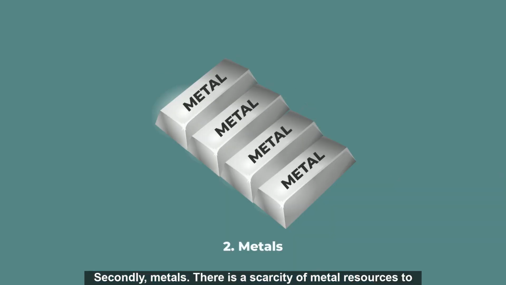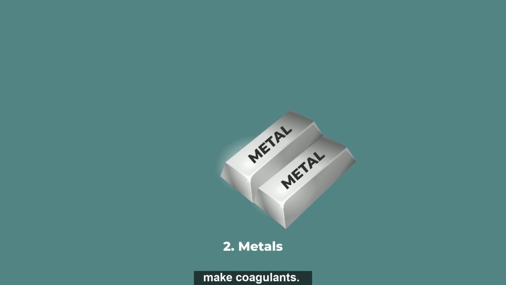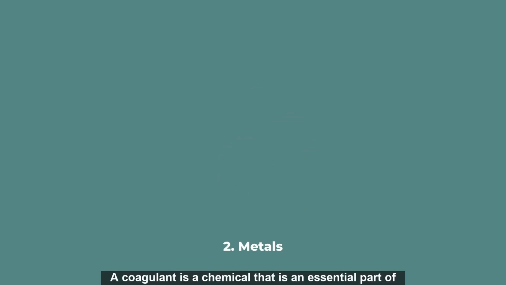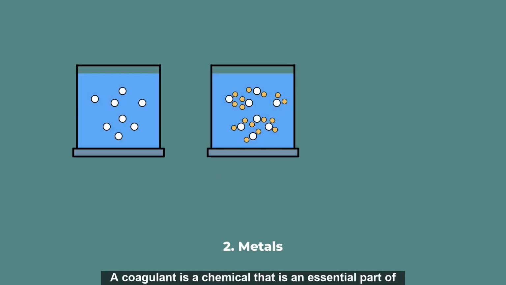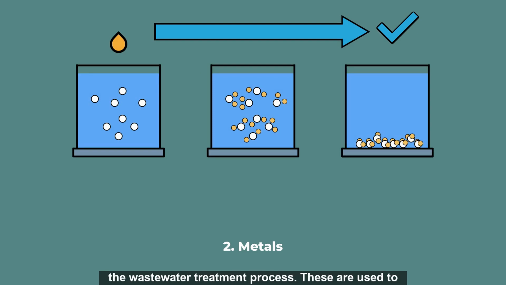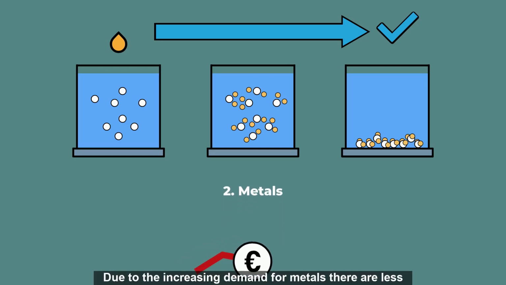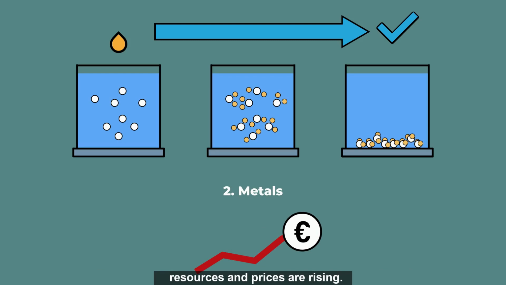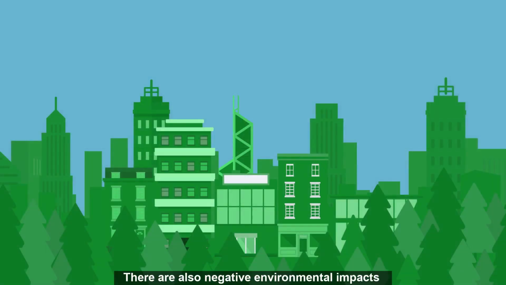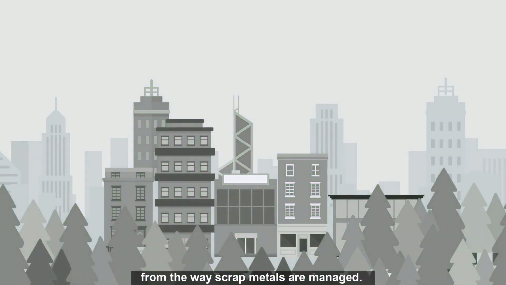Secondly, metals. There is a scarcity of metal resources to make coagulants. A coagulant is a chemical that is an essential part of the wastewater treatment process. It is used to remove pollutants and pathogens from wastewater. Due to the increasing demand for metals, there are less resources and prices are rising. There are also negative environmental impacts from the way scrap metals are managed.